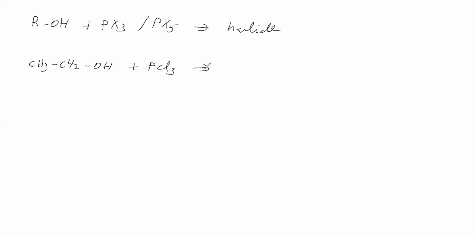It is treated with PCl3. So what we are getting, in the sense, CH3CH2Cl, ethyl chloride, and H3PO3, orthophosphorus acid. So for balancing we are doing like this. So alcohol with PCl3 gives chloride; this alcohol is converting into chloride, and PCl3 is converting into H3PO3.